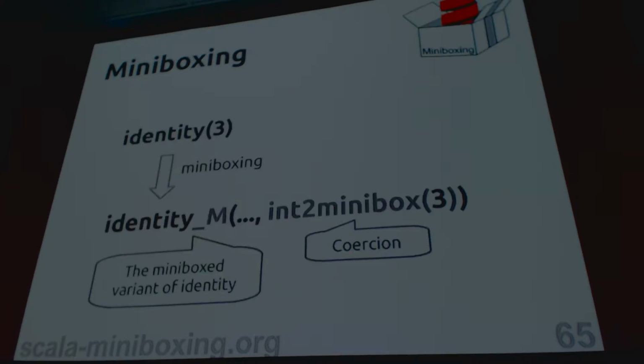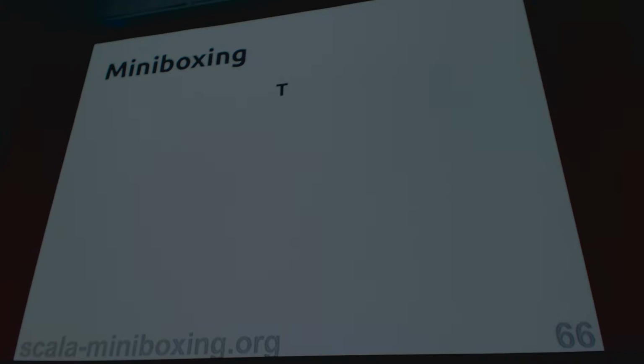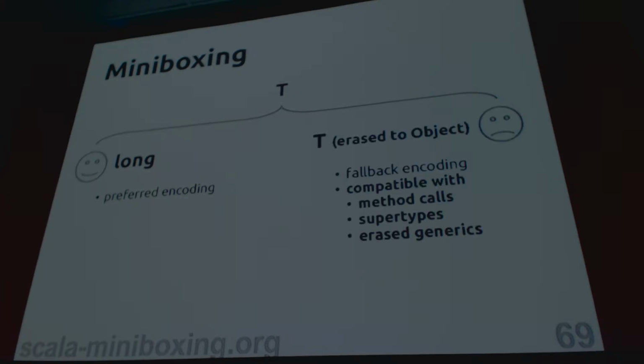Okay, if we think about miniboxing then, what we have is a generic type parameter T, right? Which again splits up in two versions. It's long on one side, the encoded version, which is the one we like, and T, which is erased to object, the generic one, which gives us compatibility. Compatibility with what? With other erased generics, with method calls, with super types, and all kinds of other features of the language. Again, they're incompatible, and we have to introduce coercions. So there it starts to look similar, right?